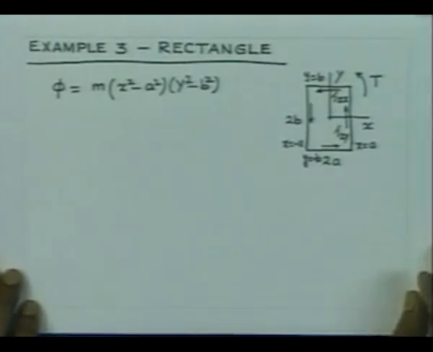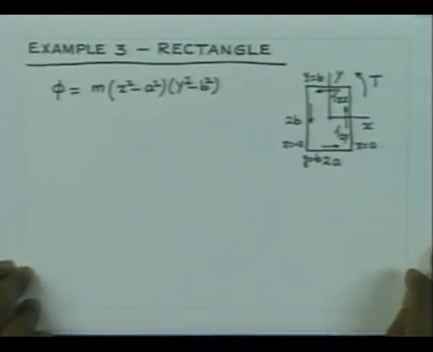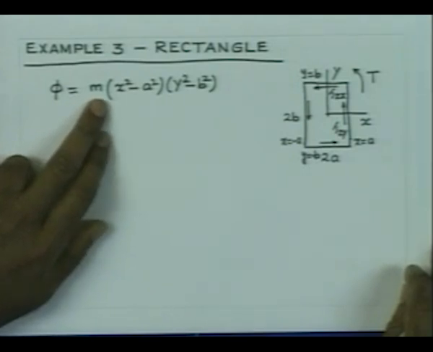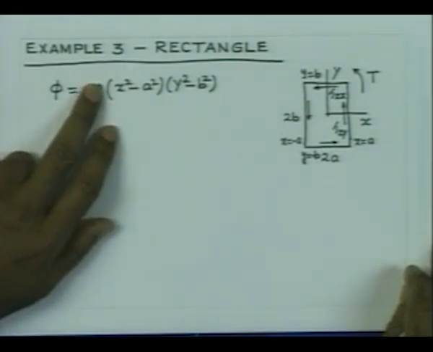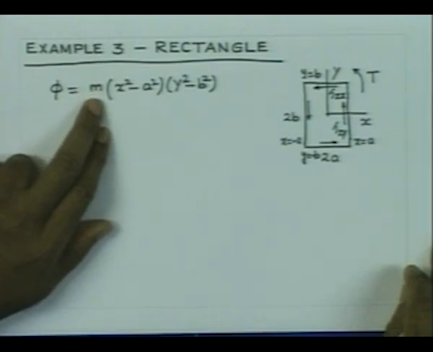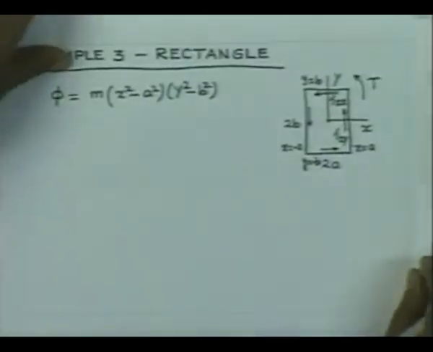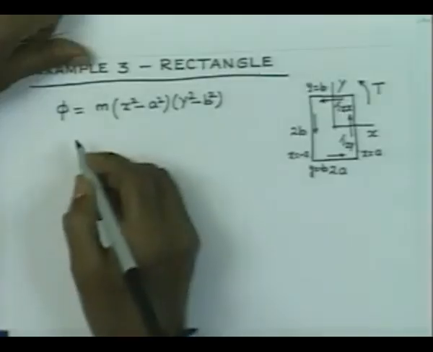So, noting that, we can write a function phi as x square minus a square into y square minus b square, and we add one constant m. This ensures that the phi function is 0 all over the boundary. Now, I would like to take up the steps to find out the constant m.